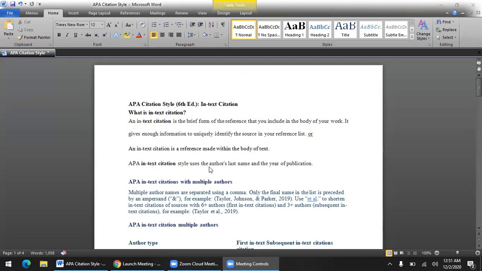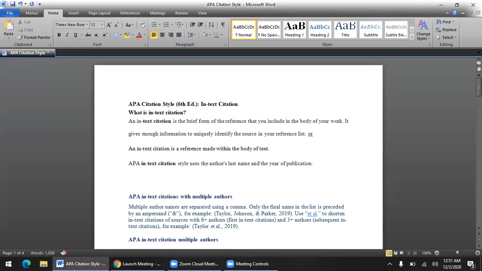APA citations use the author's last name and the year of publication. According to APA 6th edition, whenever you are putting the work of other people, other authors, just write the author's last name and the year of publication. For example, I'm writing the author's last name. Here it is Muhammad Tahir. Write in small letters.